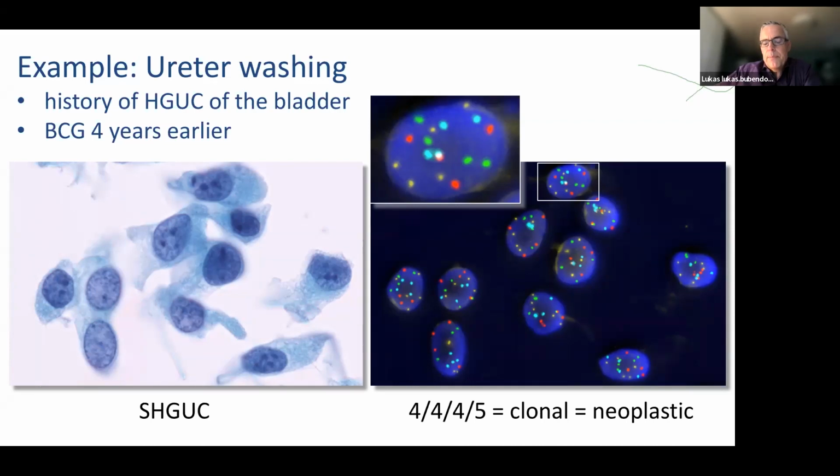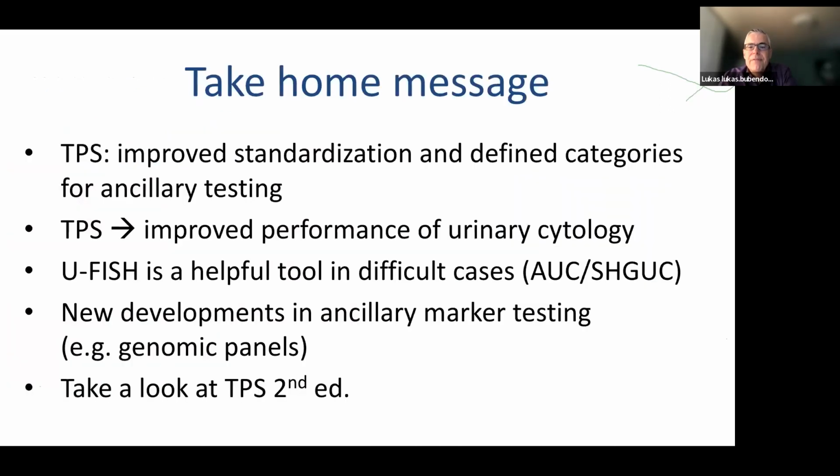So we can tell that it's certainly neoplastic. We may stick with the diagnosis of suspicious for high grade. It's neoplastic. It's probably high grade, but it might also be low grade. So we don't have to be firm on this one, but we can clarify it's neoplastic. That leads me already to the take-home message.